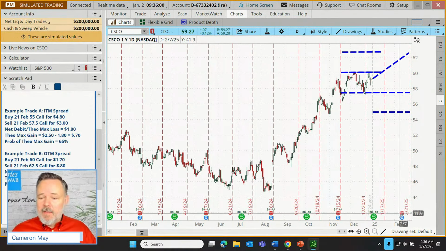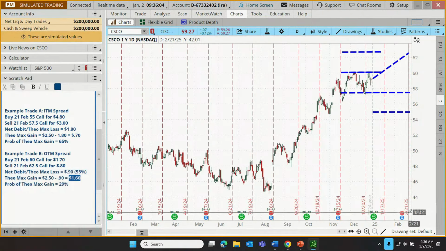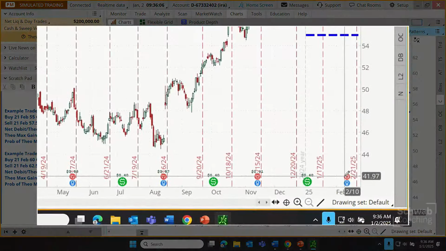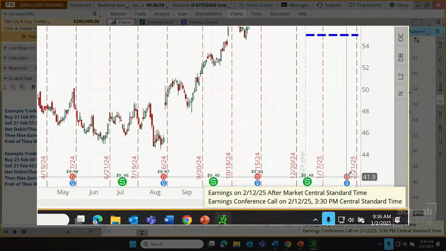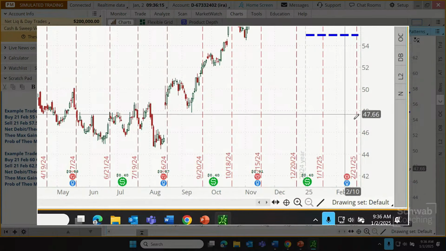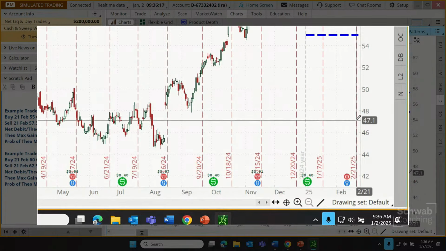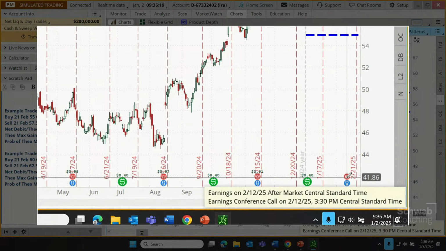There's this. This is an earnings announcement. Yeah. So our expiration is on the 21st of February. There's an earnings announcement here on the 12th of February. So for some, that could send off huge alarm bells. Well, for others, that might be just fine. This earnings could go really well, or it could go very poorly.